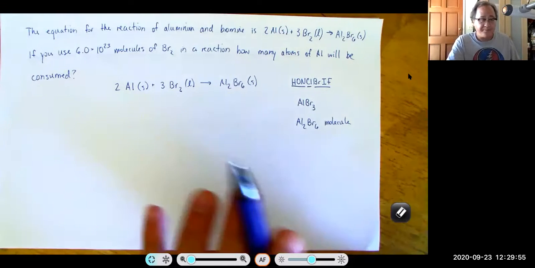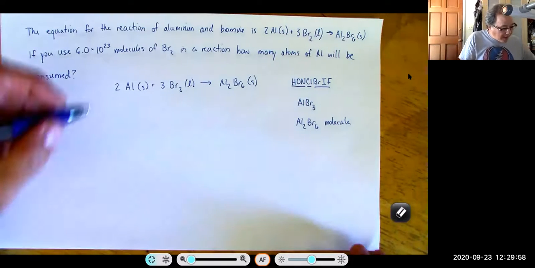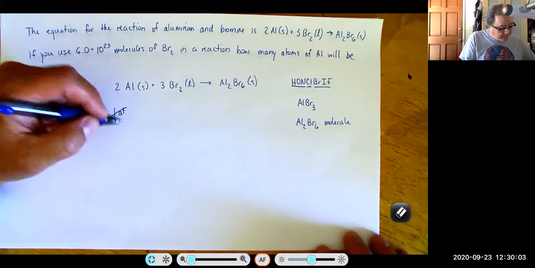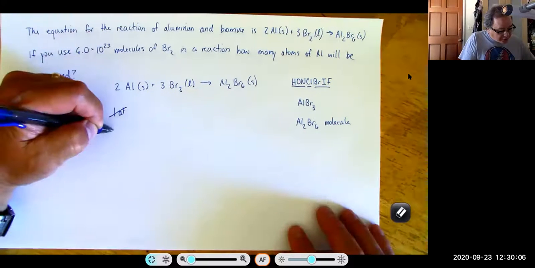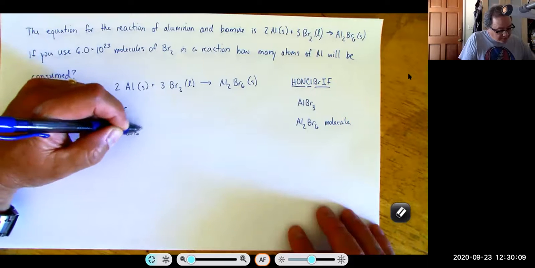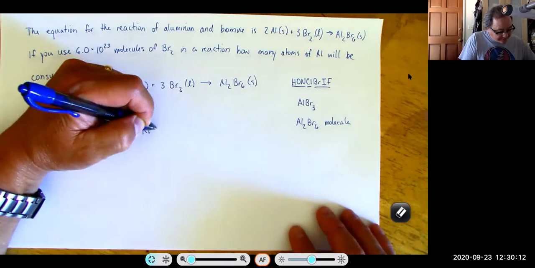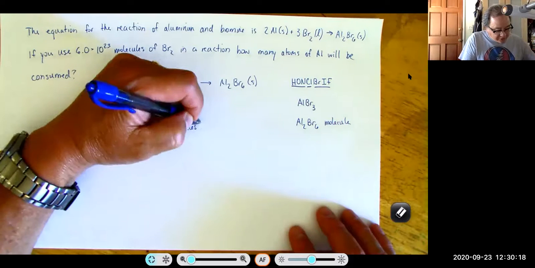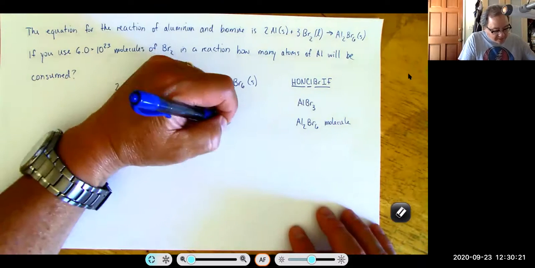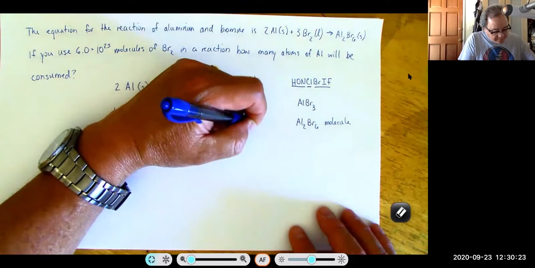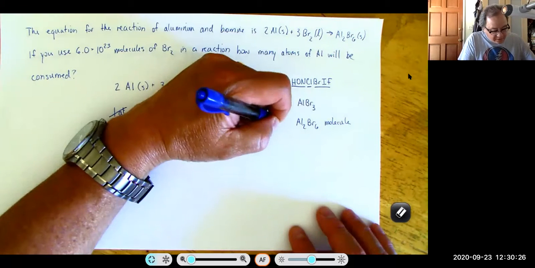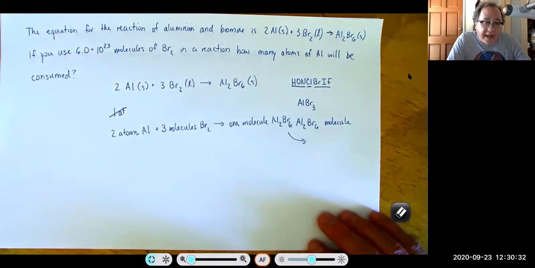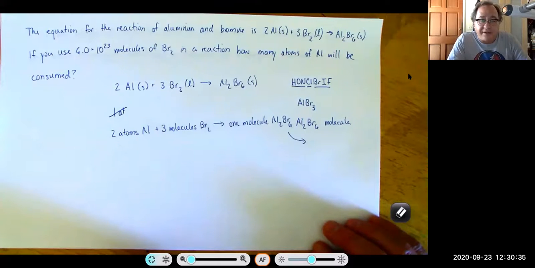A little bit weird. So here I'm going to cross that out because that's wrong. If we look at just the coefficients, we're talking about 2 atoms of aluminum react with 3 molecules of Br2 to make 1 molecule of Al2Br6. Now, a little more digression. I want you to think about the name of this compound. And when you have it, give me a thumbs up.